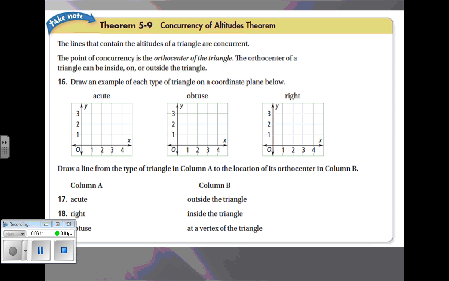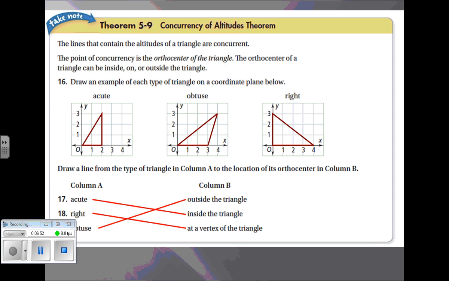So we're going to draw an example of each type of triangle on the coordinate plane below. There's an acute triangle, an obtuse triangle, and last but not least, a right triangle. For an acute triangle, the orthocenter is always located inside the triangle. For the right triangle, it is located at a vertex of the triangle. And finally, for an obtuse triangle, the orthocenter is located outside of the triangle. So in our drawing of the right triangle, the orthocenter is going to be located at point O.